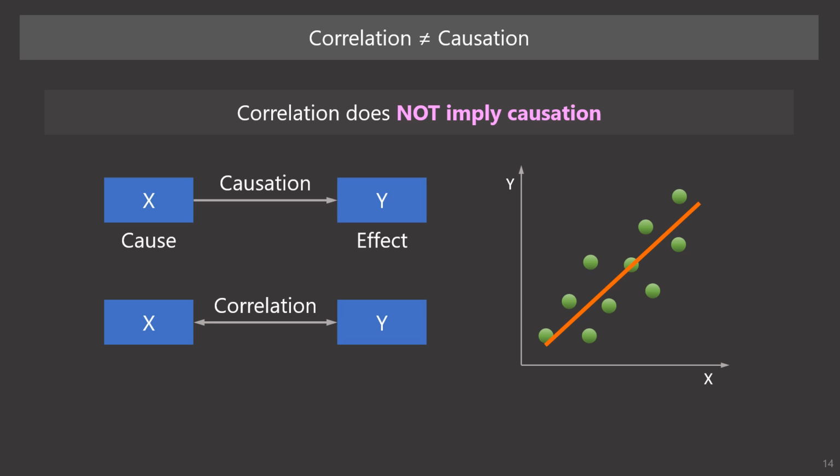Another point to be noted is that correlation does not imply causation. Correlation means that there's a linear relationship between two variables. The fact that two variables are correlated tells us nothing about their cause and effect relationship. Correlation analysis just tells us that the two variables are linearly related. So, we cannot identify which is the cause and which is the effect.